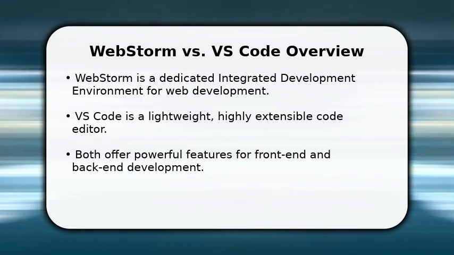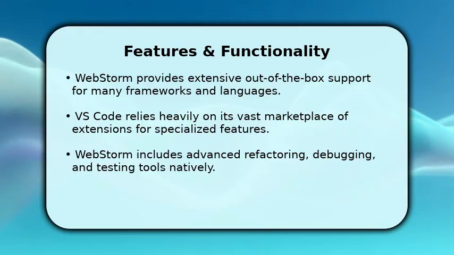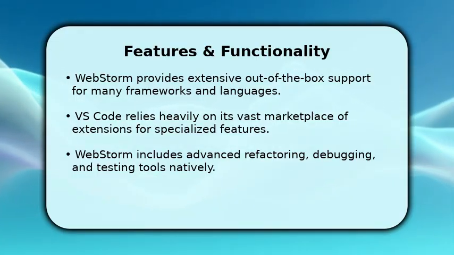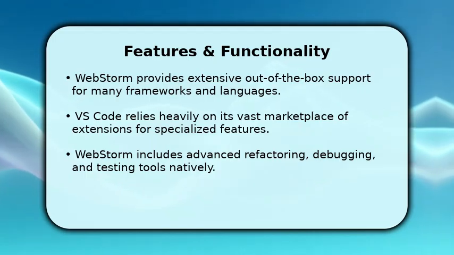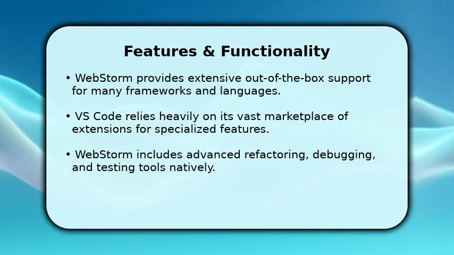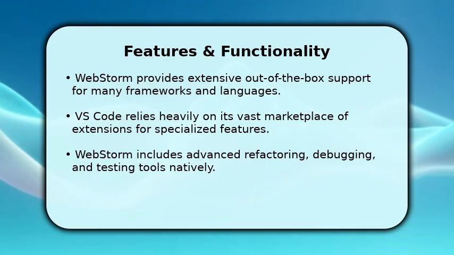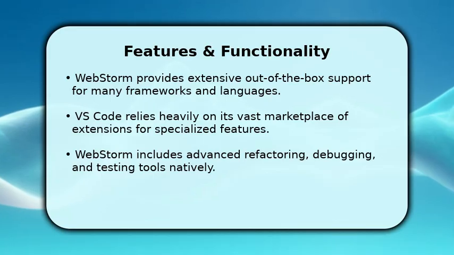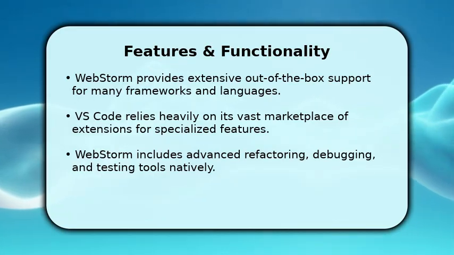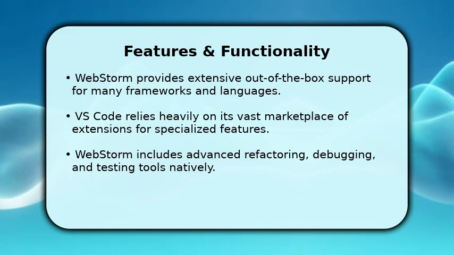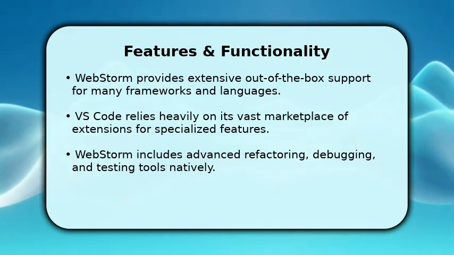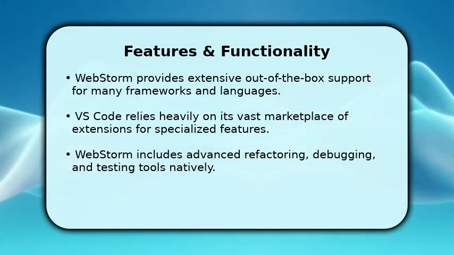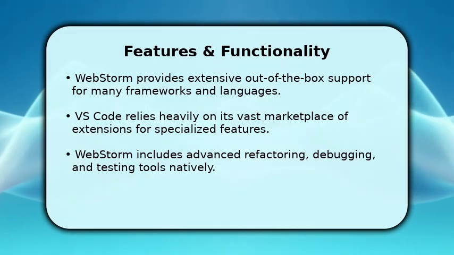When it comes to features, WebStorm offers a comprehensive suite of tools built right in, including smart code completion, powerful refactoring, and integrated testing for many web technologies. VS Code, on the other hand, provides a lean core that you can augment with thousands of extensions. This means you can tailor VS Code precisely to your needs, but it requires more setup. Both excel in different ways, catering to distinct preferences for functionality.